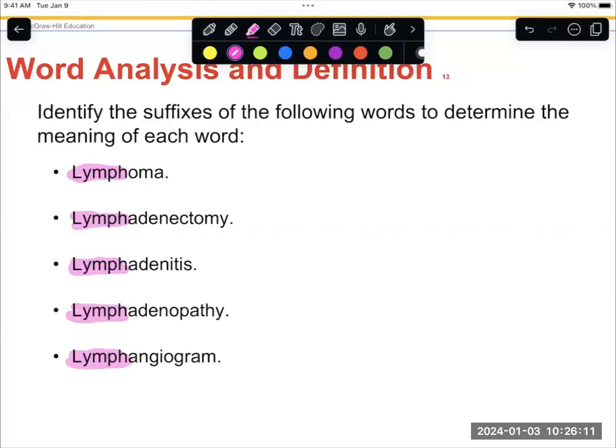So lymphoma, that suffix oma tells us it's a tumor. And the lymph tells us what system it is in or where it's at, that lymphatic system. Ectomy means removal. So a lymphadenectomy, we're removing lymph nodes.